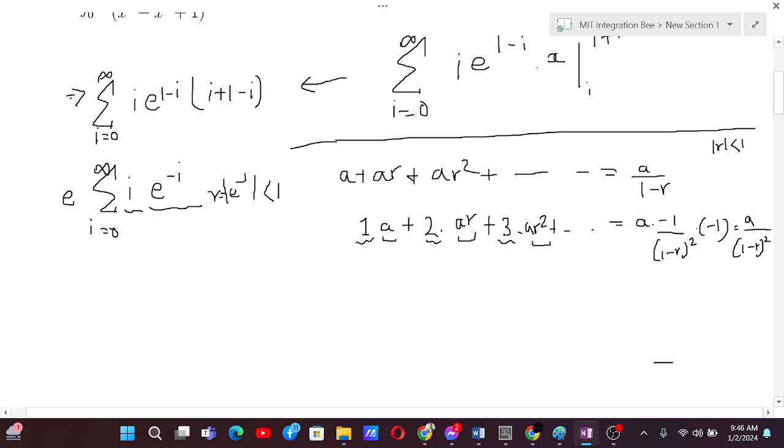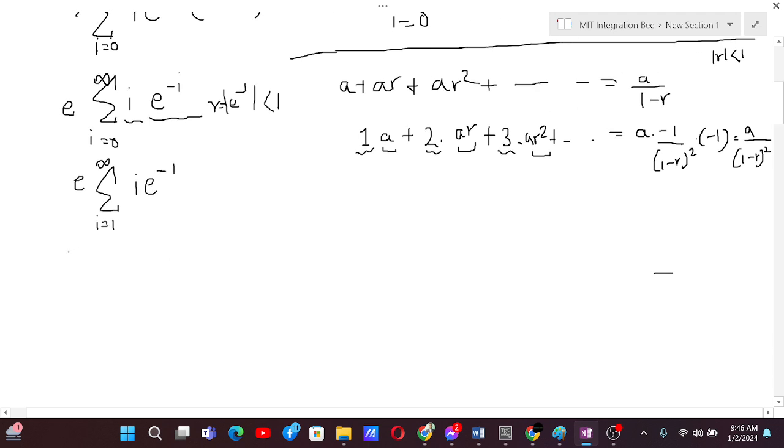The first term will just be 0, so we can neglect the first term and start from i equals 1 to infinity of i times e to the power minus i. So it will be something like 1 times e to the power minus 1, plus 2 times e to the power minus 1 is our a, and then r is e to the power minus 1 again, plus 3 times e to the power minus 1 is our a, and then e to the power minus 2.